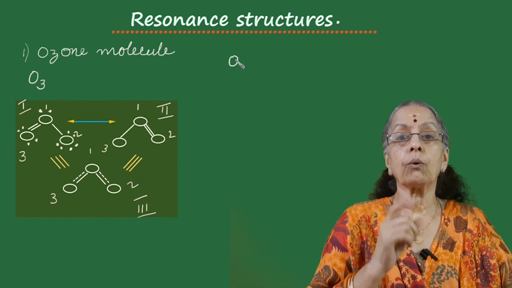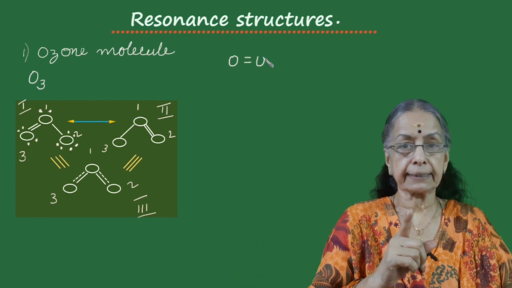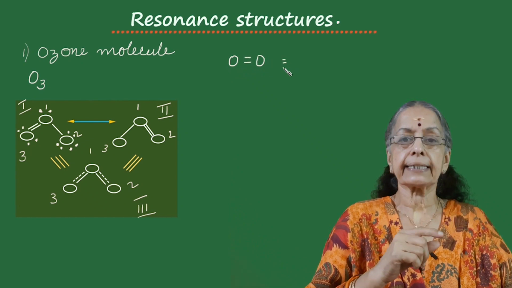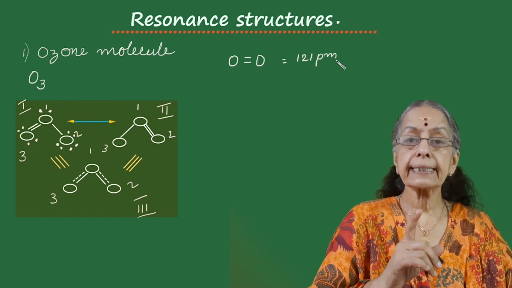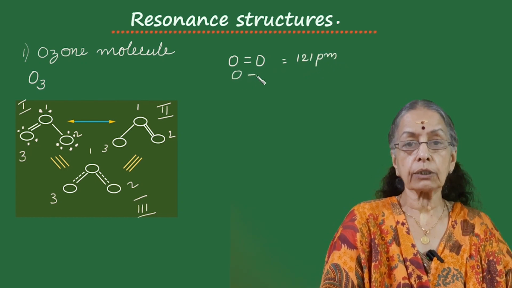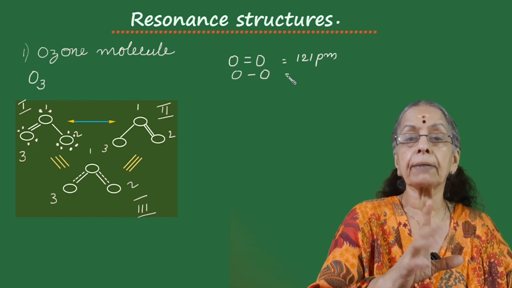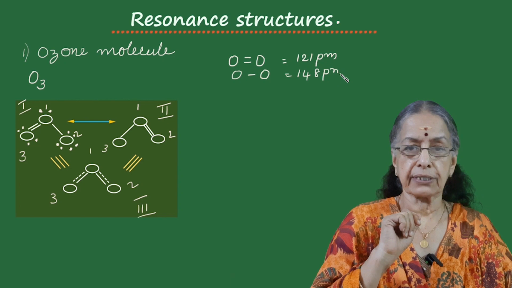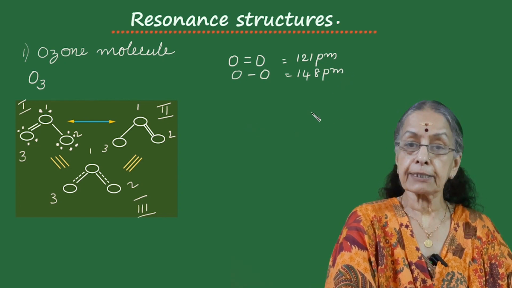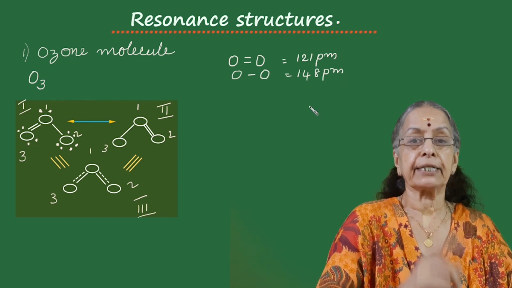For O double bond O, the bond length is expected, that is theoretically, as 121 picometer. O single bond O is equal to 148 picometer. These two values are theoretical values. That is, this is the expected bond length magnitude.